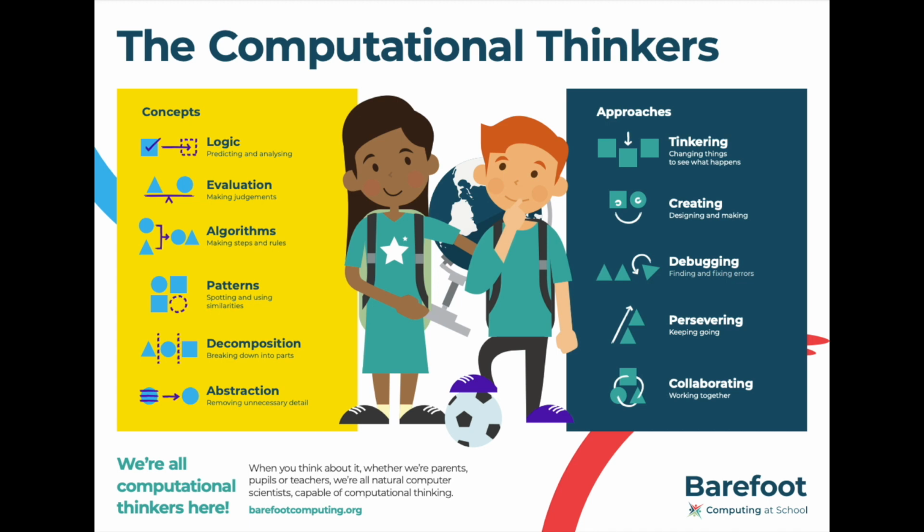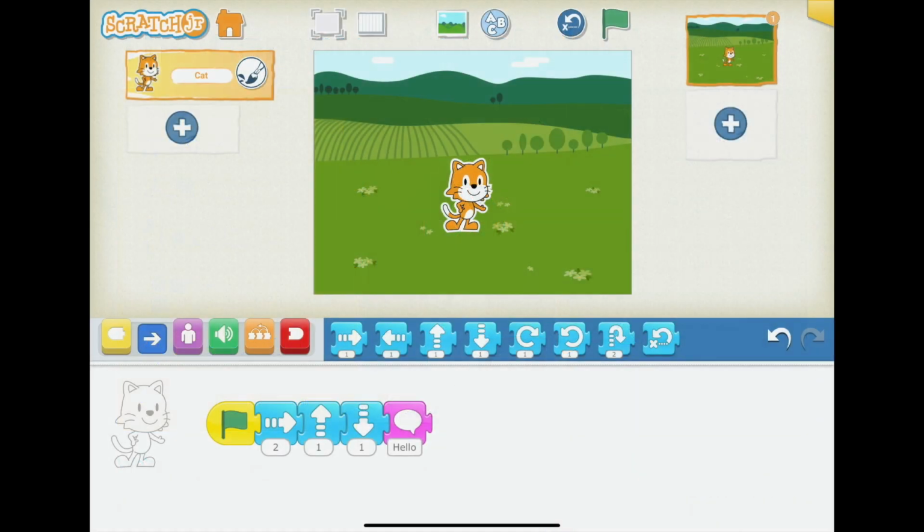Through storytelling, our learners develop an understanding of algorithms, the order of a story, decomposition, knowing the important parts to retell a story, debugging, editing a story, and creating, designing and writing a story. These computational thinking concepts and approaches can be explored through coding, where learners build a script or an algorithm from coding blocks to tell a story.